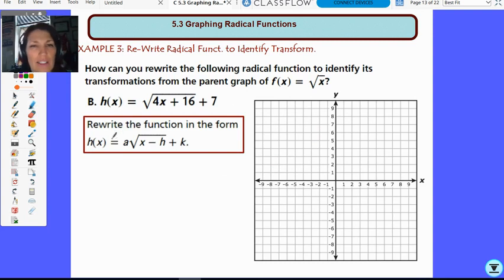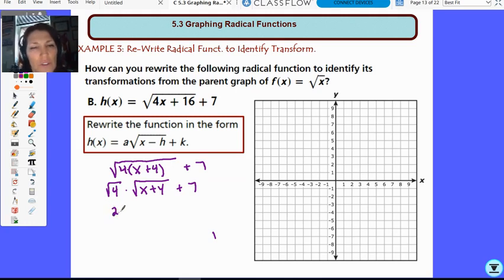One more is this guy. We want to make it look like this, right? So we want to factor out a 4 in here. So it's 4 times x plus 4, plus 7. Now we have 2 factors in here. We can separate the square root of 4 times the square root of x plus 4, plus 7. Okay? And now I can take the square root of 4, which is 2, and the square root of x plus 4, plus 7. And that's my h of x.